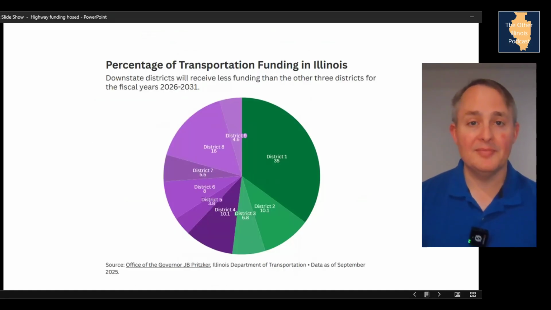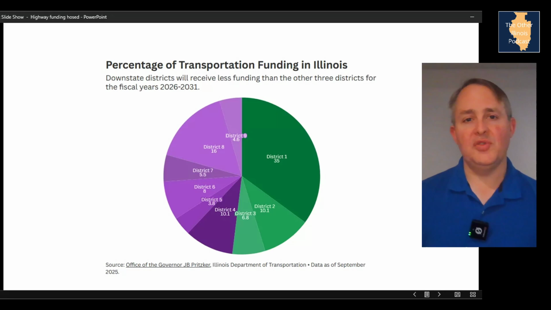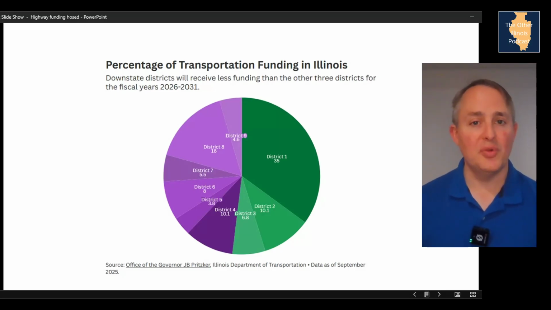Now, in 2025, there was a direct change to the goal percentage funding of transportation here in Illinois. The governor's office generated this graph, and it shows that 52% of the funding is supposed to be going to the northern districts, with Chicagoland directly receiving 35%, and then the downstate counties receiving 48%, which in and of itself is not the worst thing in the world.